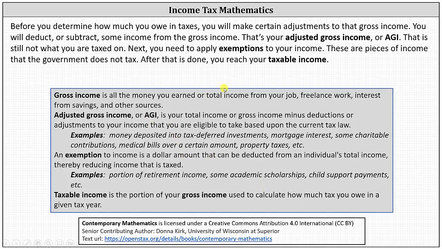Before you determine how much you owe in taxes, you will make certain adjustments to that gross income. You will deduct or subtract some income from the gross income. After the deductions from your gross income, you have what's called your adjusted gross income, or AGI. That is still not what you were taxed on. Next, you need to apply exemptions to your income. These are pieces of income that the government does not tax. After this is done, you reach your taxable income.